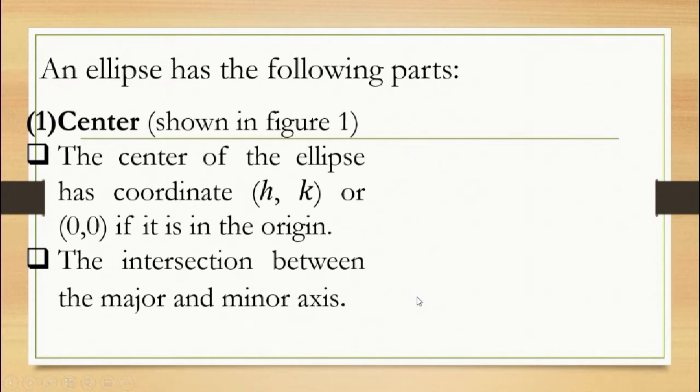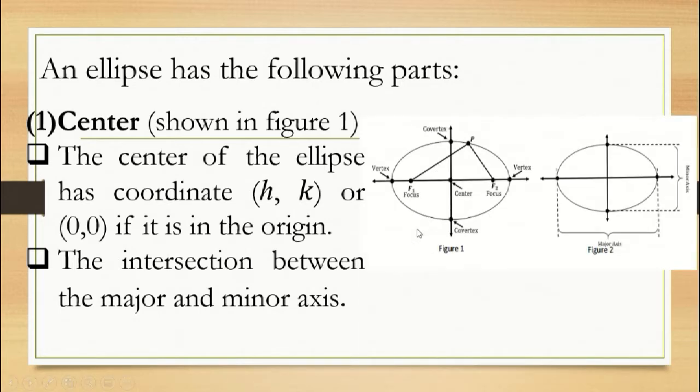Now let's go with the parts of the ellipse. First in the list is the center, which is shown in figure number 1. The center of the ellipse has the coordinate h, k, or 0, 0 if it is in the origin. As what you can see in figure number 1, our center is in the origin, meaning we have the coordinate 0, 0. And a center is also the intersection between the major and the minor axis. Now, let us consider figure number 2. As what you can see, we have there the major axis and the minor axis. And the point here in their intersection is called the center.